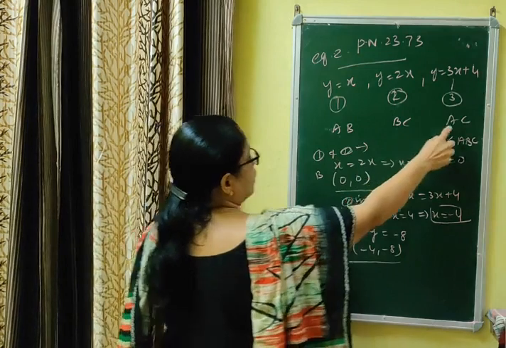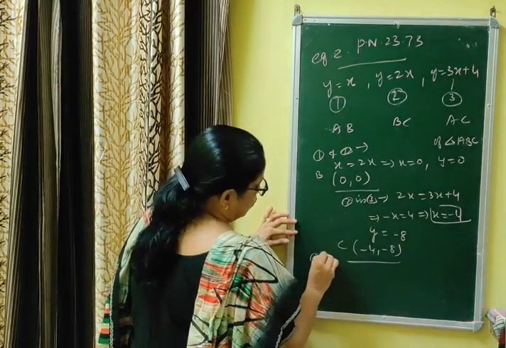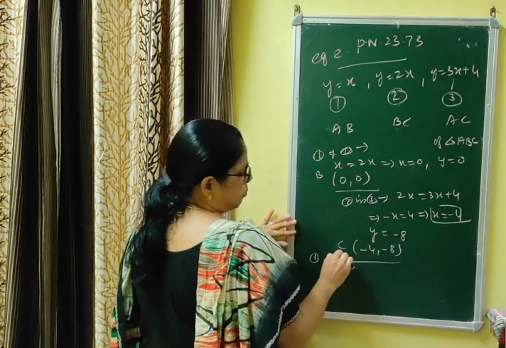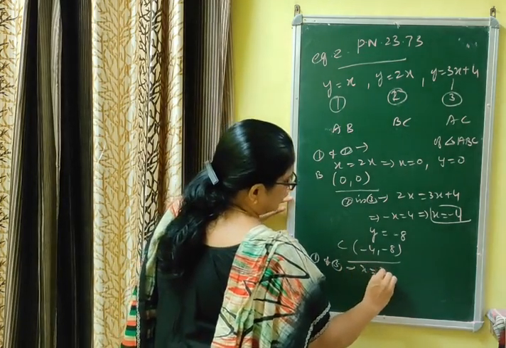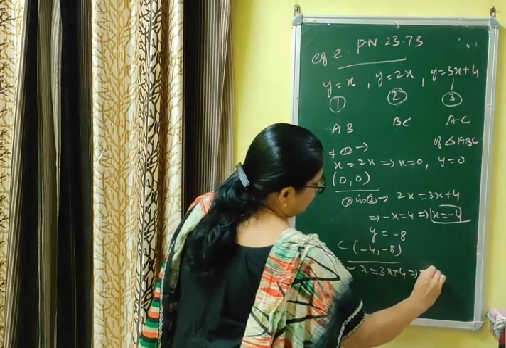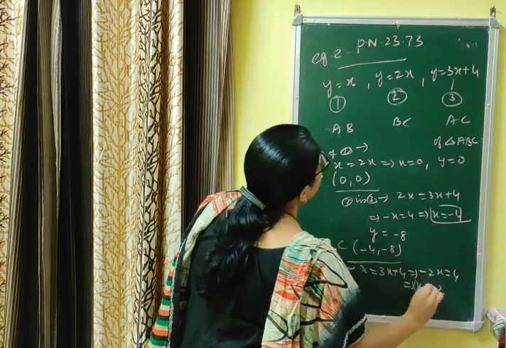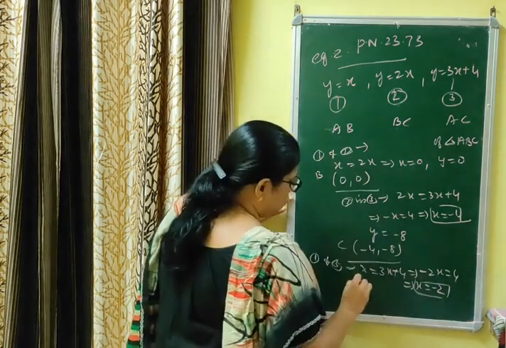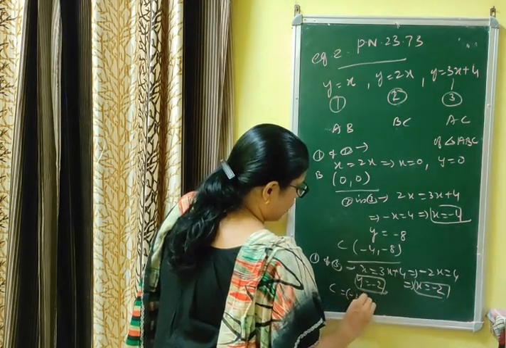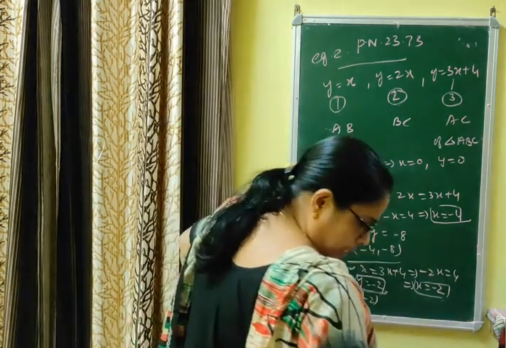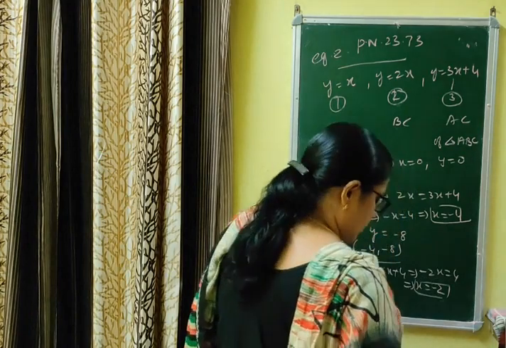Now A is remaining. From these two, the A vertex is coming common. 1 and 3 give, for convenience I am giving the name, x equal to 3x plus 4 implies minus 2x equal to 4 implies x equal to minus 2. If x equal to minus 2, from 1, y is also equal to minus 2. That is the A vertex is equal to minus 2, minus 2. First vertex, let me check. First vertex is 0, 0. Second vertex is minus 4, minus 8. Third vertex is minus 2, minus 2.